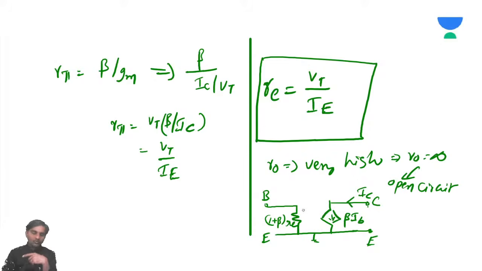Sir, we are discussing only the common emitter configuration. You know why? Common emitter configuration is the mostly used configuration. Because of that, our discussion is more on common emitter configuration only. Two points you need to remember here: R is going to be VT by IE, and R naught is open circuit, infinity. R naught is going to be infinite.